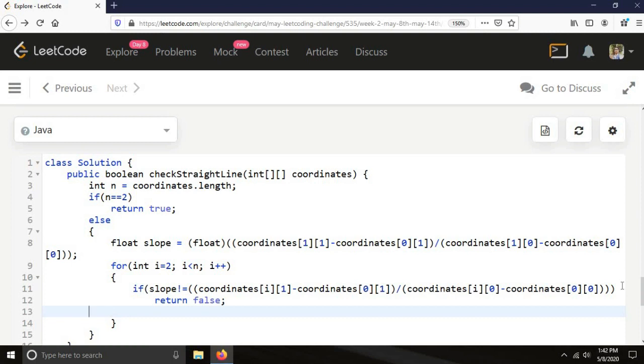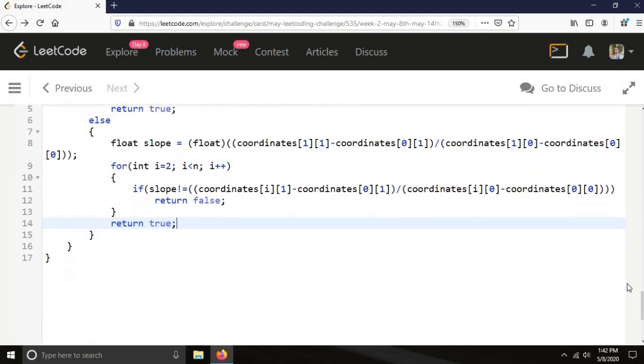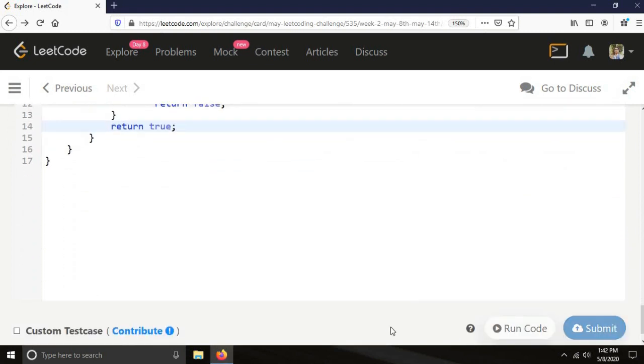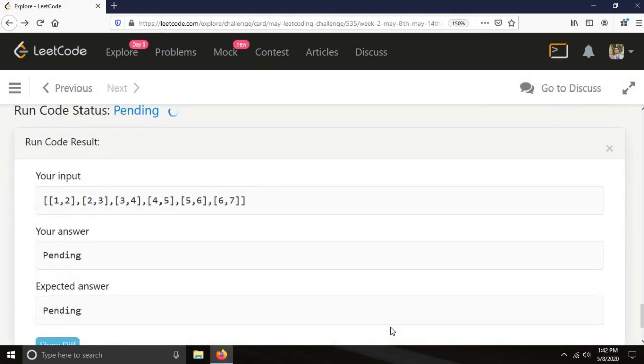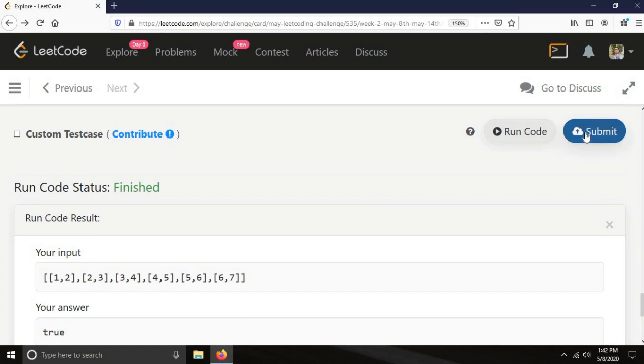Okay, and at the end of the loop we will return true, means we have iterated through all the points, and we haven't found any point which violates the condition, means slope is constant for all the points, and in that case we will return true. And let's run this code and check whether our code is correct or not. So here it is passed, and let's submit it.